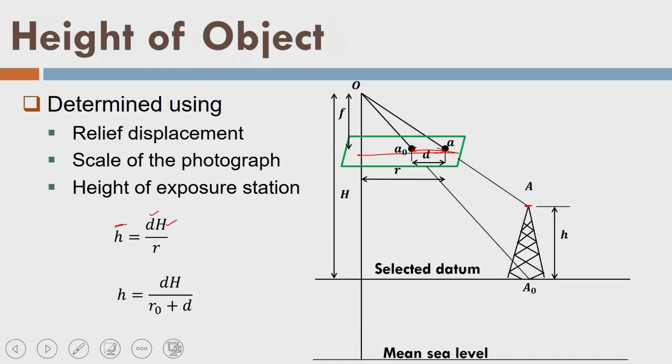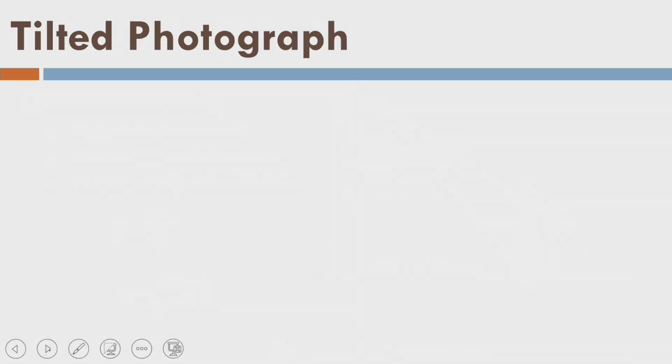Or I can also find out if I measure R0, this small distance from here to here. This is my R0. So I can still find out from this formula the height of the point above the ground surface, and that is the advantage vertical photogrammetry, especially aerial photogrammetry, gives me compared to satellite photogrammetry. Now let us take the tilted photographs.